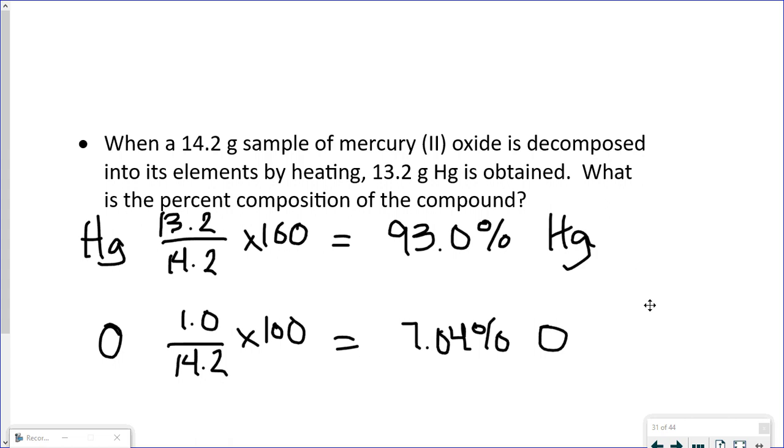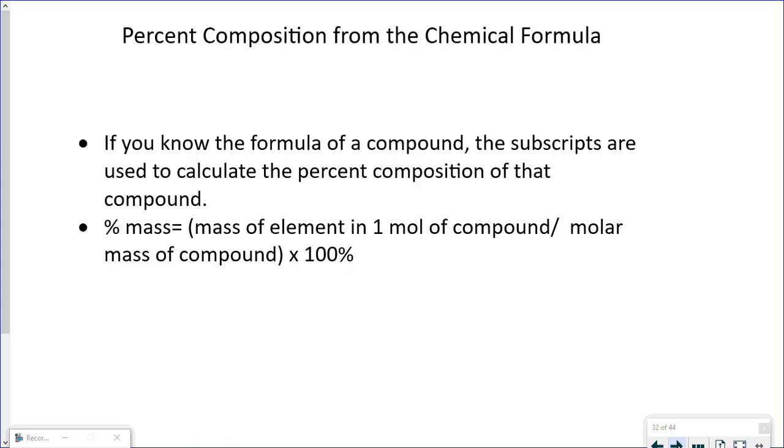Let's go on to another way that you're going to see these. Sometimes, so in the previous examples, you were actually given the masses to plug in. Sometimes you will just be given the formula, and you're going to have to use molar mass and the masses on the periodic table to find the percent composition. This is going to be a little bit harder. So we are going to have to use the formula and the subscripts to find those masses that need to be plugged into percent composition.